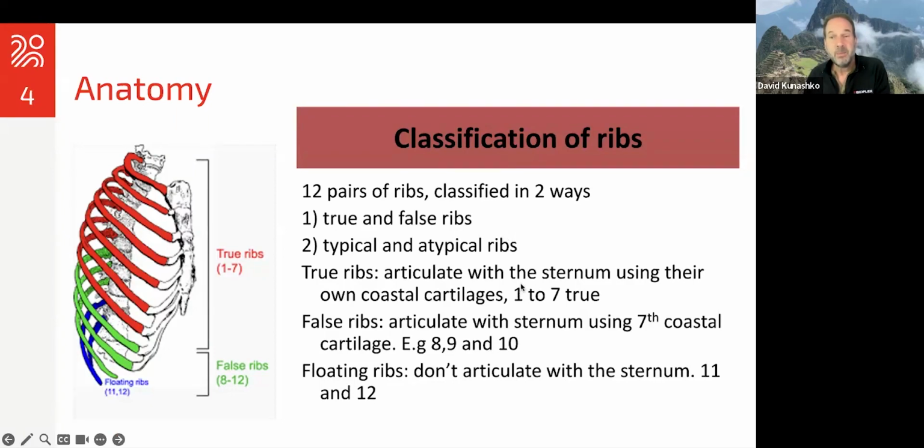True ribs articulate with the sternum using their own costal cartilages, 1 to 7. False ribs articulate with the sternum using the 7th costal cartilage, that is 8, 9, and 10. And the floating ribs, of course, don't articulate with the sternum at all, and that's numbers 11 and 12. You can see those in the red, the green, and the blue. So I think we're all pretty much familiar with those.